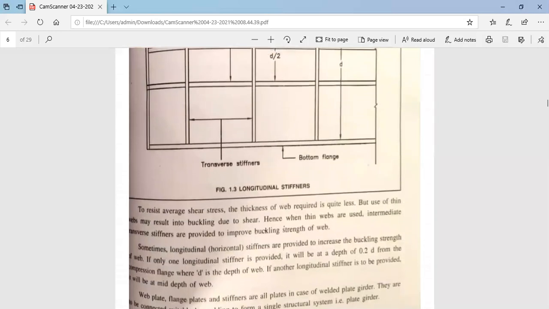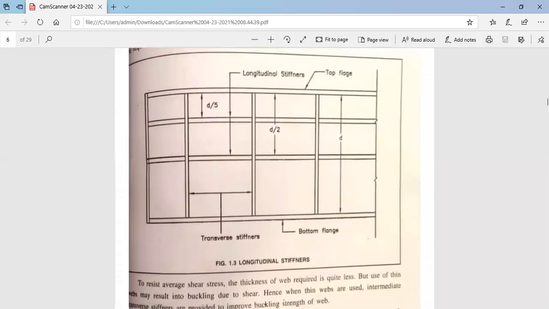Okay, so to resist average shear stress, the thickness of web required is quite less, but the use of thin webs may result in buckling due to shear. Hence, when thin webs are used, intermediate transverse stiffeners are provided to improve the buckling strength of the web.